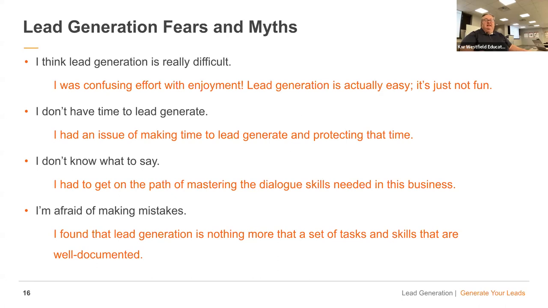So he said, I don't have time to lead generate. I had an issue with making time to lead generate. So the traditional wisdom, I'm going to just tell you up front, every class you take, they're going to say, time block 3 hours every day from 9 to noon or from 8 to 11, and you're going to lead generate during those 3 hours. Do you want to know how many realtors in this office do that? Big fat zero, none of them. And if they tell you they do, they're lying because they just don't do it.